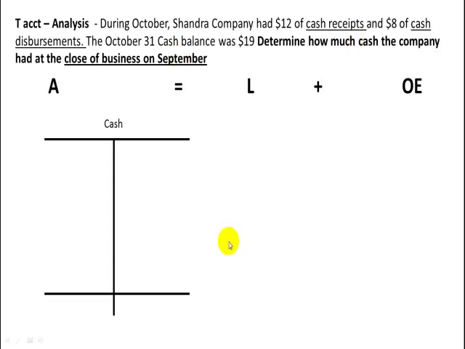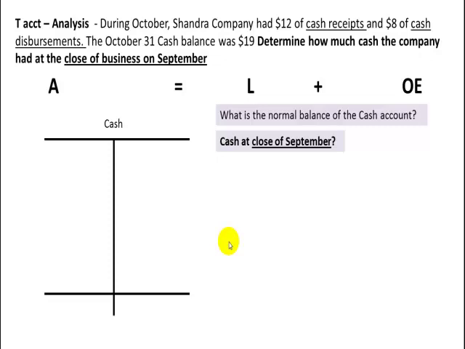So let's plug in the things we know. What's the normal balance of a cash account? Well, the normal balance of a cash account is debit. So the way you increase that account is with debits. The close of cash at September, that's what we're looking for. And since we're analyzing this T account, all these things happen during October. This T account is really for the month of October, and the end of September and the beginning of October are really the same thing.